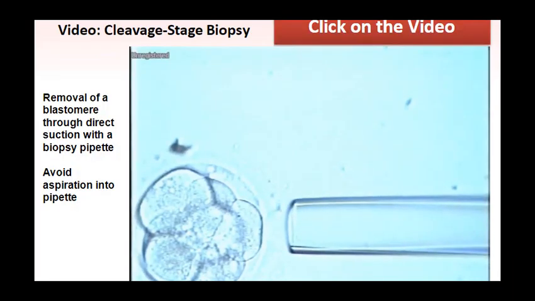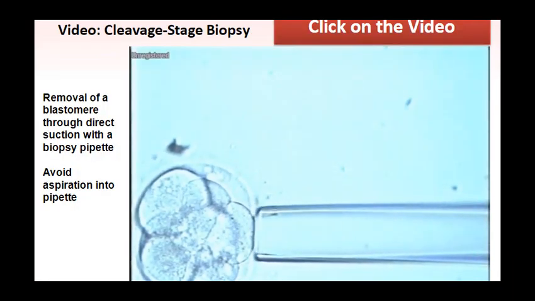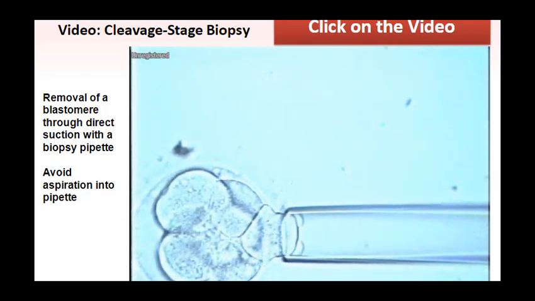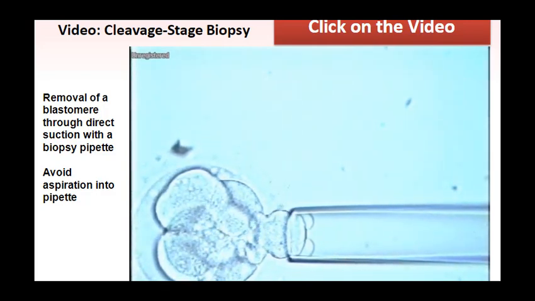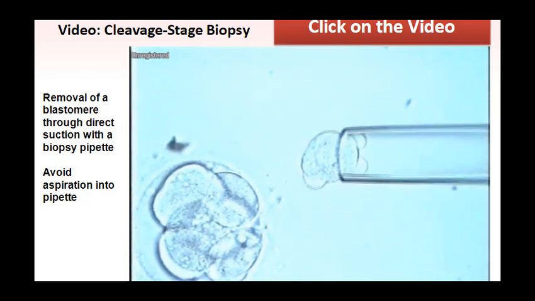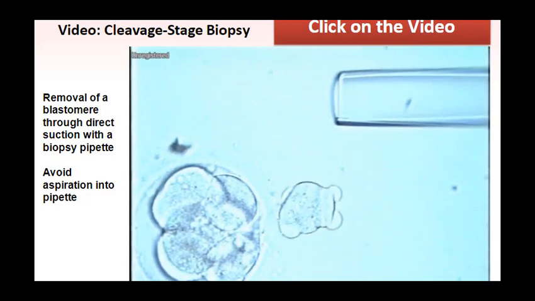This video depicts removal of a single blastomere using the aspiration technique. As the embryo is held in place with the holding pipette, an opening is made in the zona pellucida, exposing the selected blastomere. A suction pipette is used to gently aspirate the blastomere from the embryo.